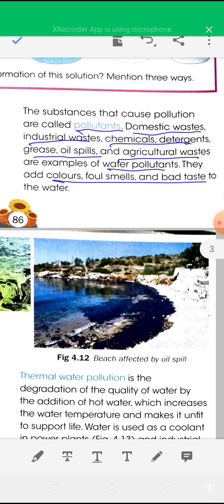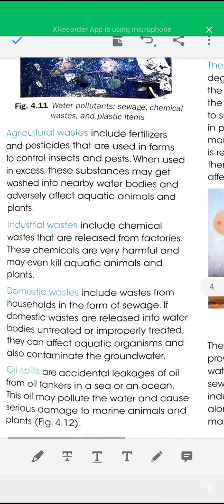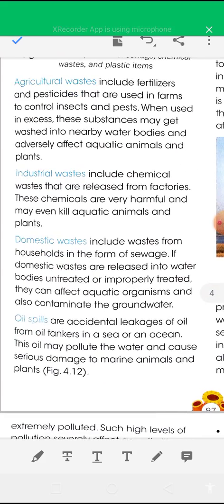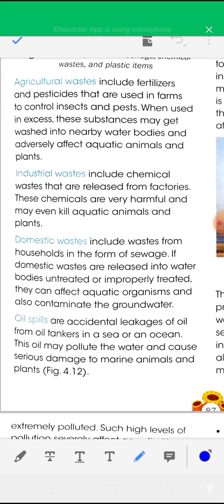So contaminated or polluted water has these properties: it is colored, it has a bad, foul smell, and a bad taste. Now see, I have already told the different types of water pollutants. Here they are again: agricultural waste, industrial waste. Agricultural waste like fertilizer and pesticide that are used in farms to control insects and pests.